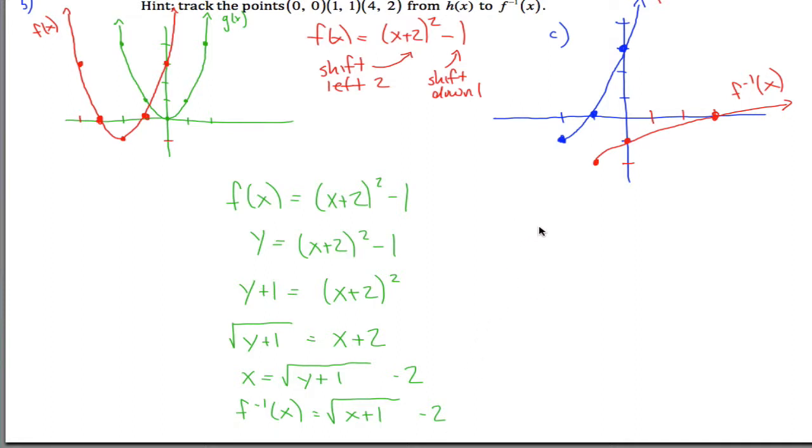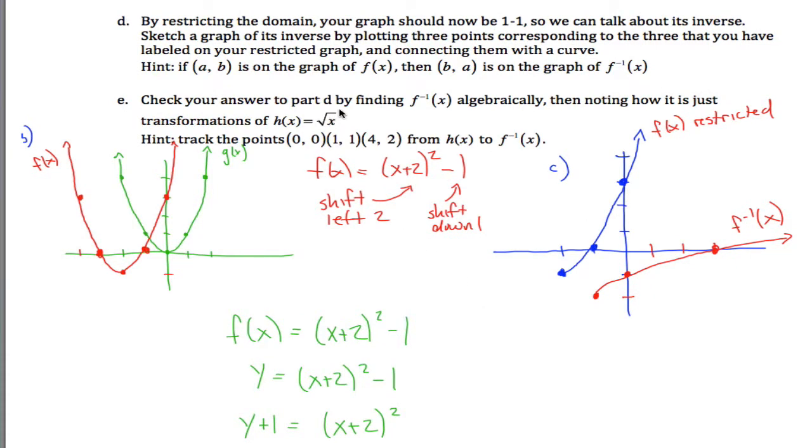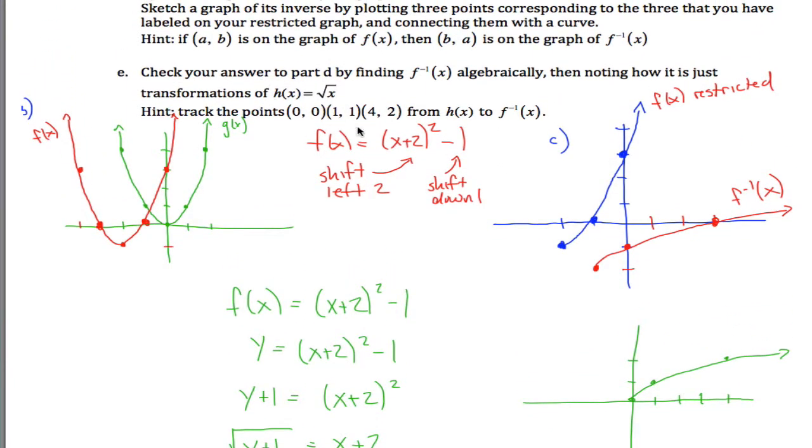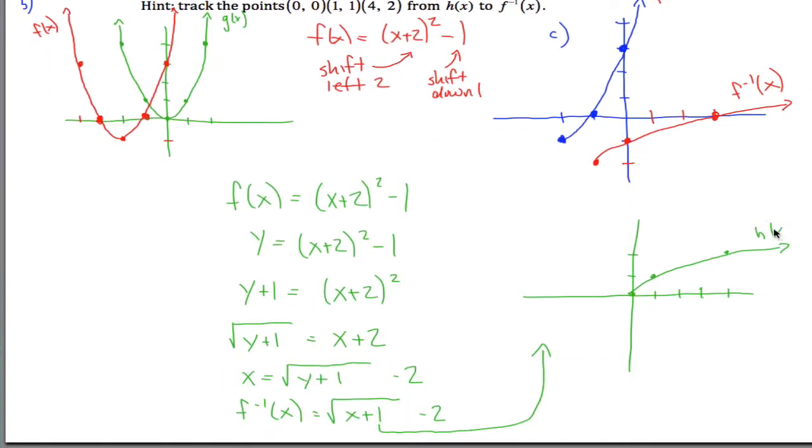And then lastly, to check my answer, I guess what I would do is, well, how's it asking me to check my answer? Check your answer to part D by finding the inverse algebraically. I did that. Then noting how it is just the transformation of this guy. Okay, so maybe I'll draw another graph, although this is probably a little bit over the top. This right here is the graph of h of x equals the square root of x. I don't know that you have to draw this, but I'll do it just for illustration's sake. This is what the square root of x looks like.